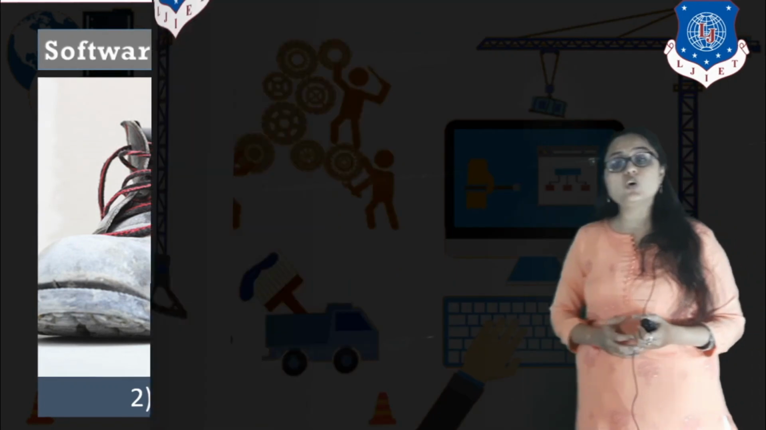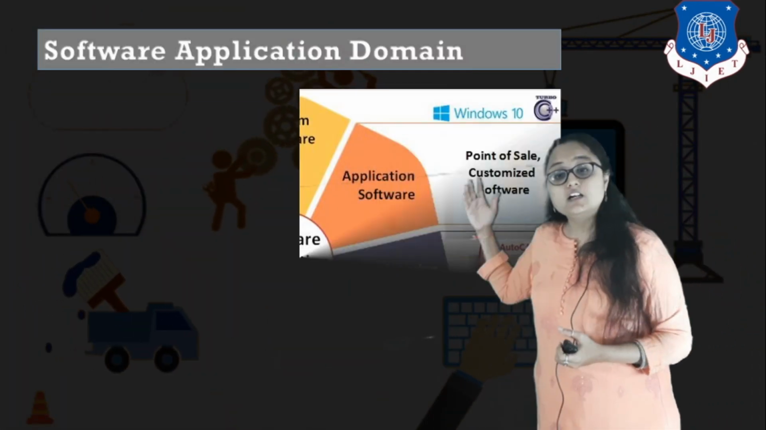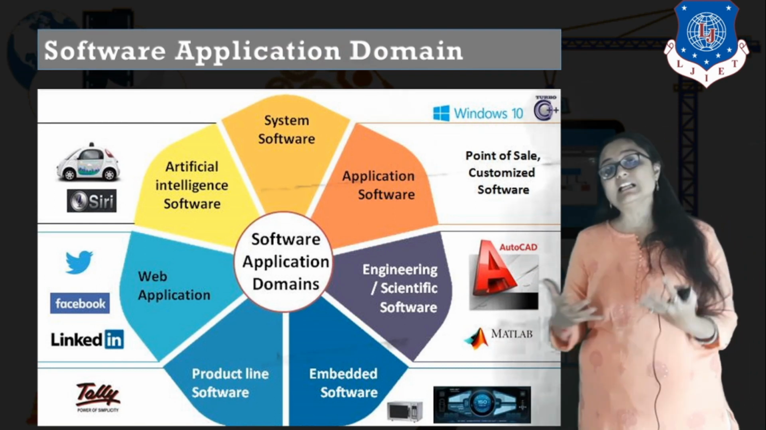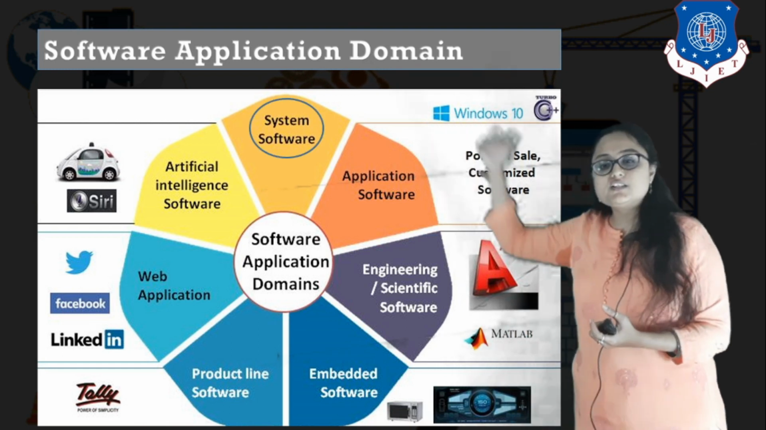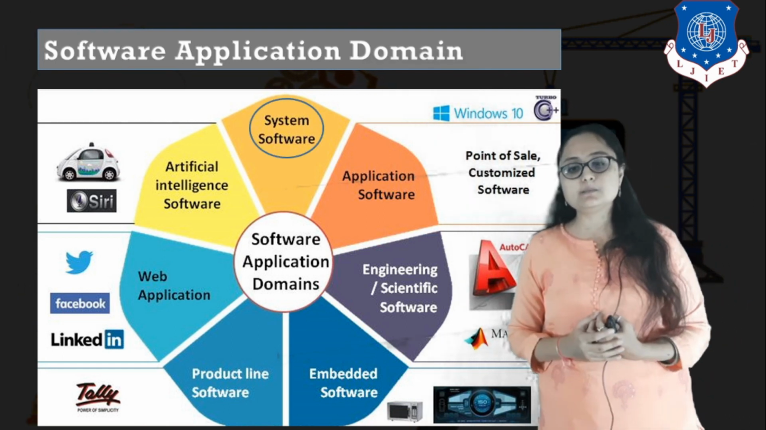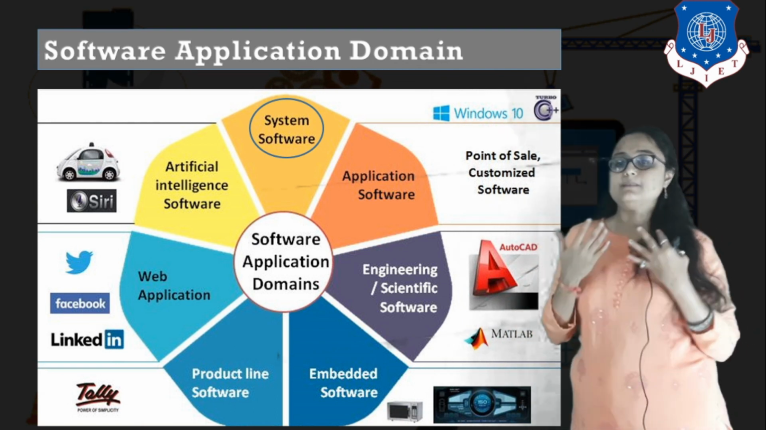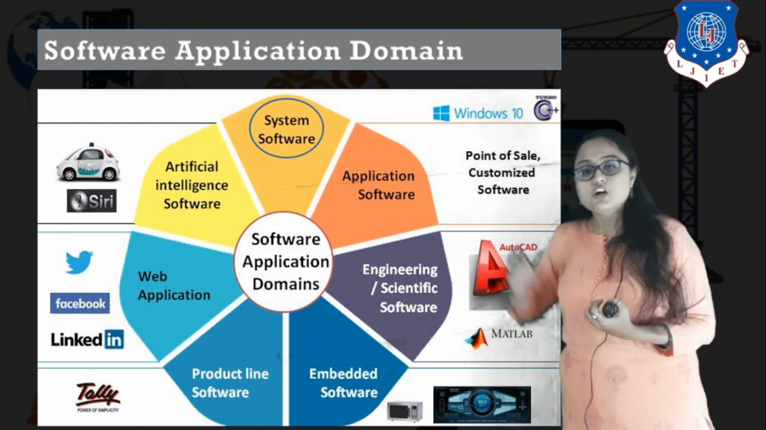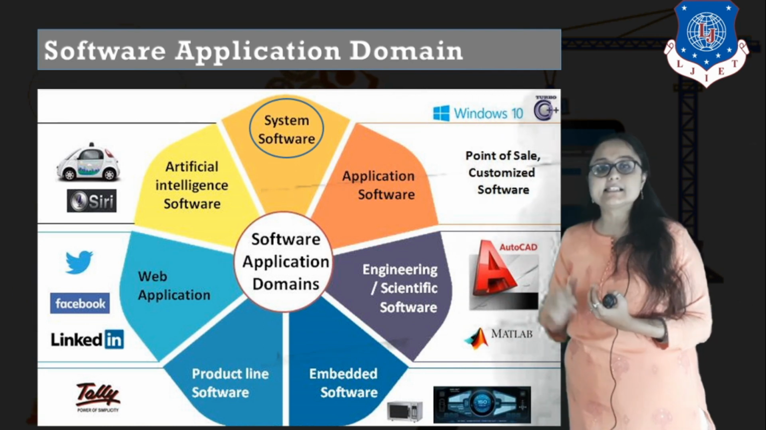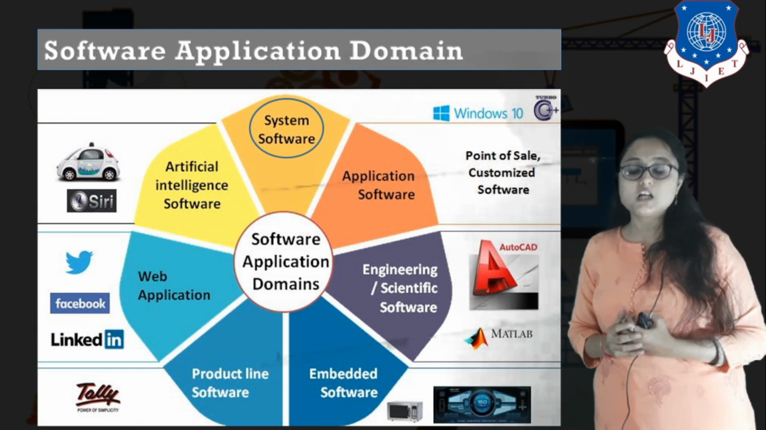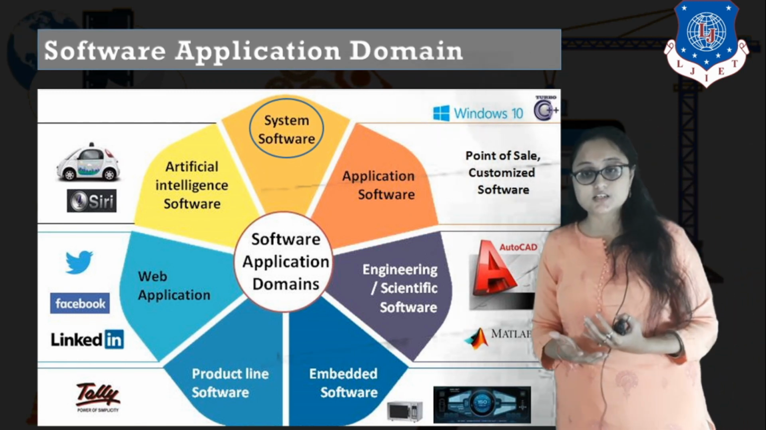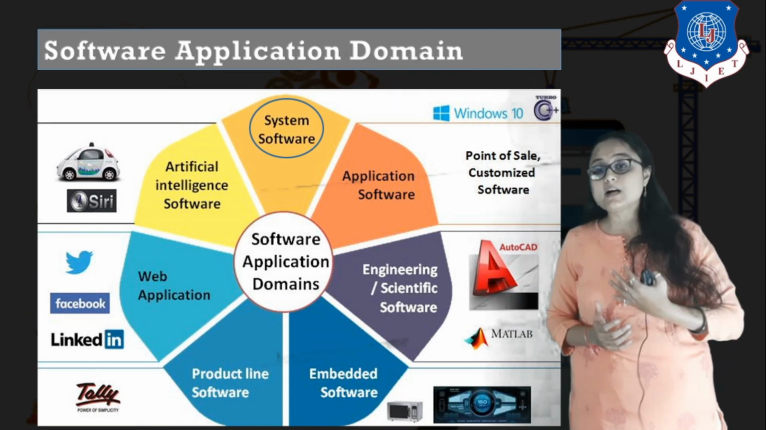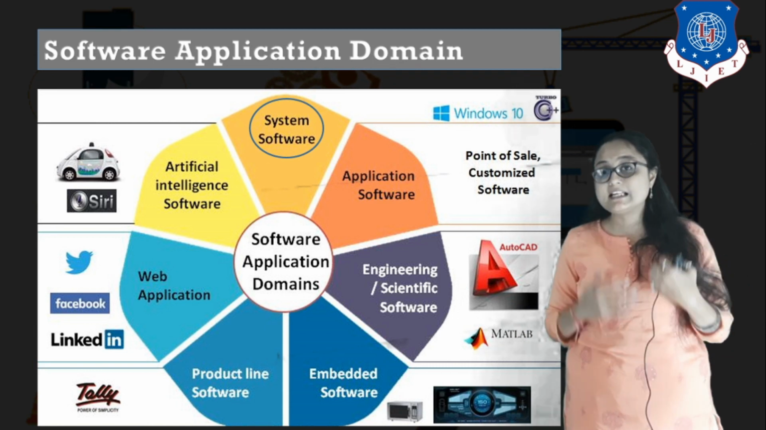Okay. Now let us move further and try to understand what are the different software application domains. It means what are the different types of software that you can create. The first type of software is system software. Now what do you mean by system software? System software is a type of software that provides a platform for other software to execute. For example, Windows 10, which is an operating system, is an example of system software. Also compilers, editors, etc. are different types of system software which provide a platform for other software to run and execute, right?